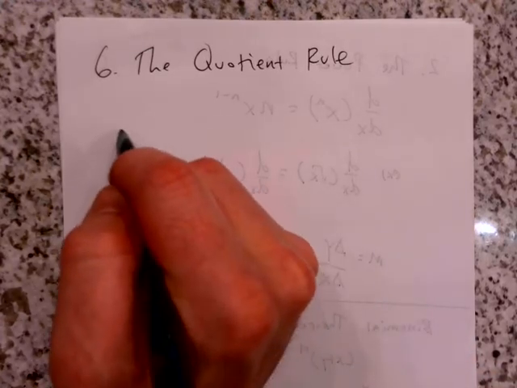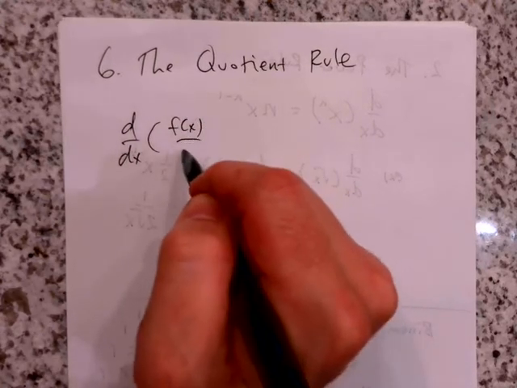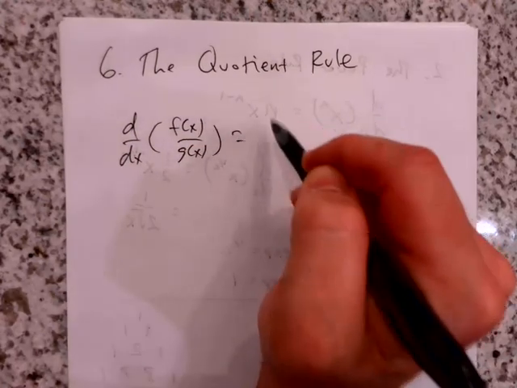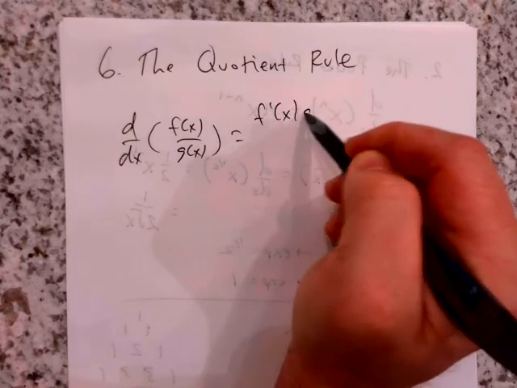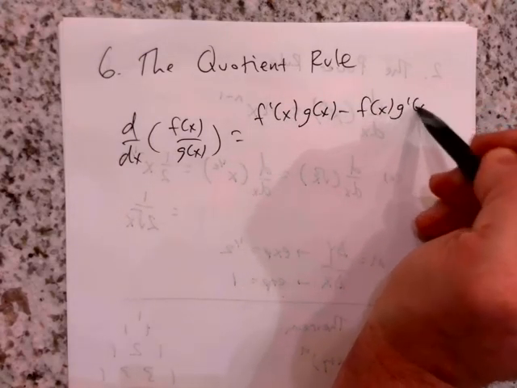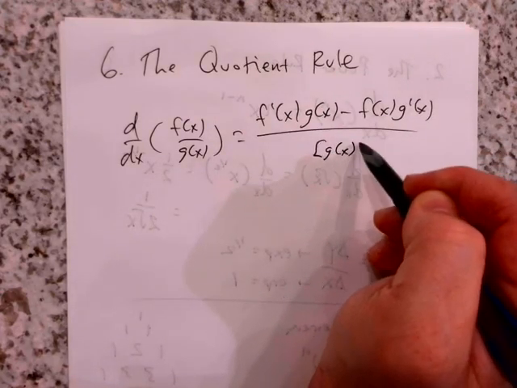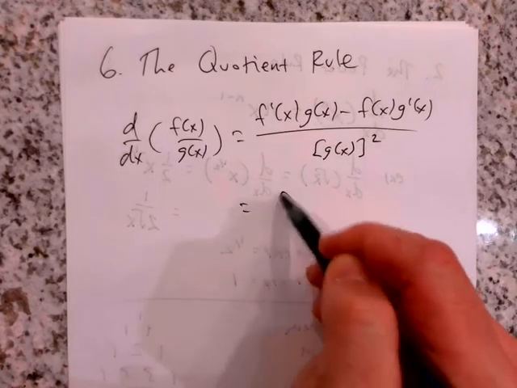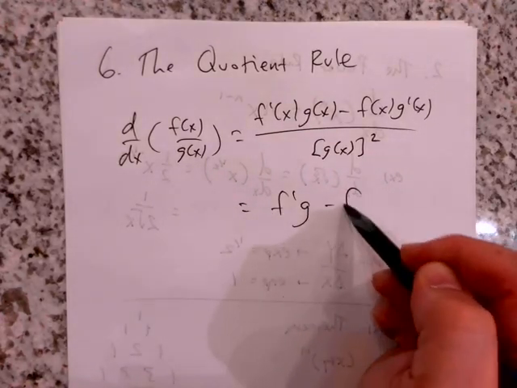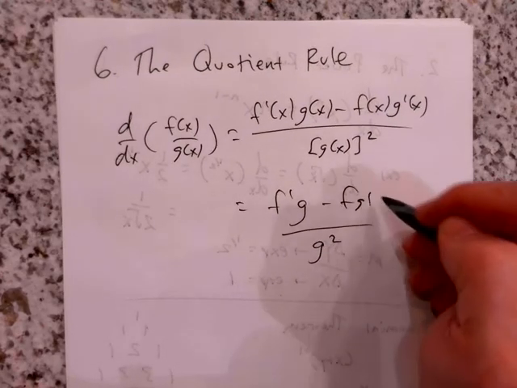What the quotient rule says is the derivative of f of x over g of x is f prime g minus fg prime all over g of x squared. Or f prime g minus fg prime over g squared. It's a horrible prime sign.